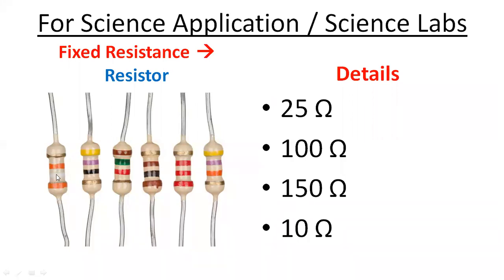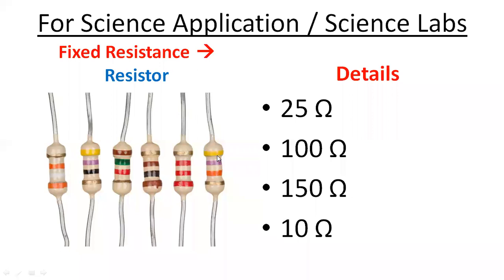If you went to a shop, you asked him to show a resistor, he showed you this resistor, the first one, and he told you that the resistance of this device is 25 ohm. So you cannot change the resistance of this device. It will remain 25 whatever you do. For example, he showed you the last one. He said the resistance of this device is 10 ohm. So according to your application, you can buy, but you cannot change the resistance of these devices.